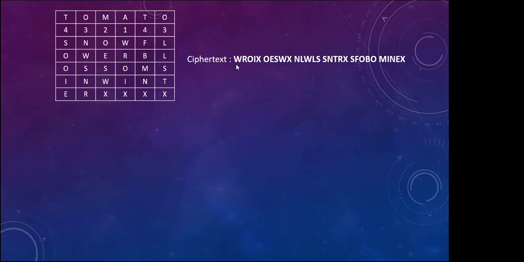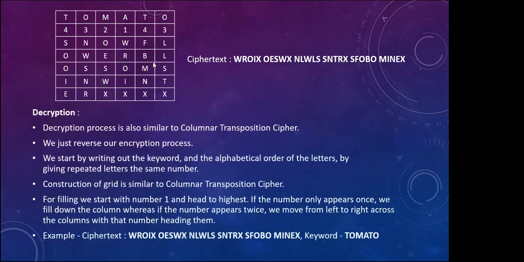As you can see, the first column is written as it is, the second is also as it is, and here we see NL, WL, then SS, NT, RX, and similarly for both the T columns it goes in the same manner, and this is how it's encrypted.